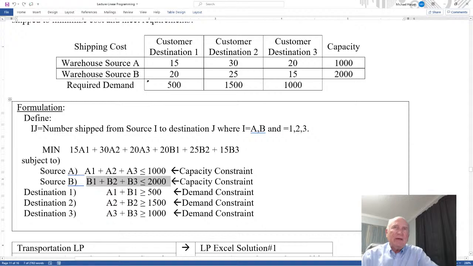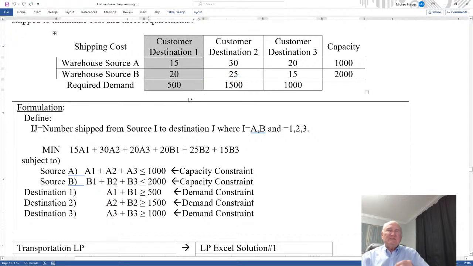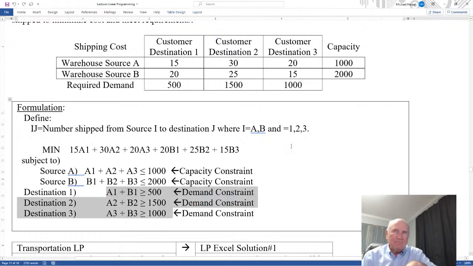What about the required demand? Everything that customer 1 receives must be at least equal to 500. It could be more, but it has to be at least 500. So A1 plus B1, everything that 1 receives, is at least equal to its demand. Likewise for 2 and 3: A2 plus B2 and A3 plus B3.